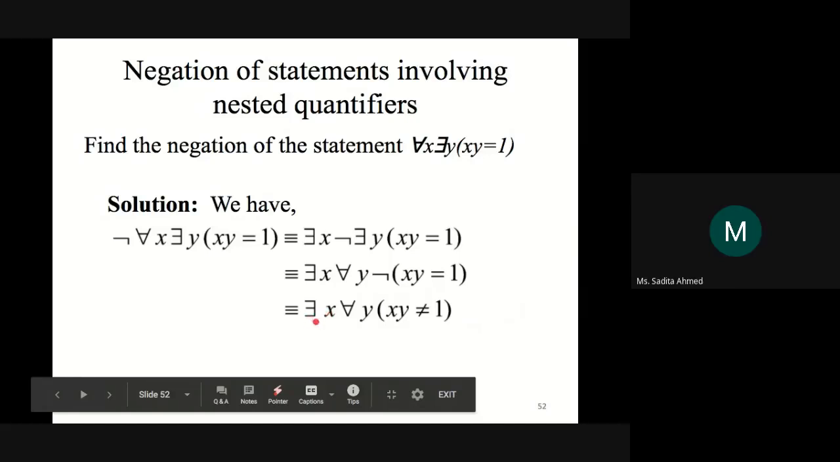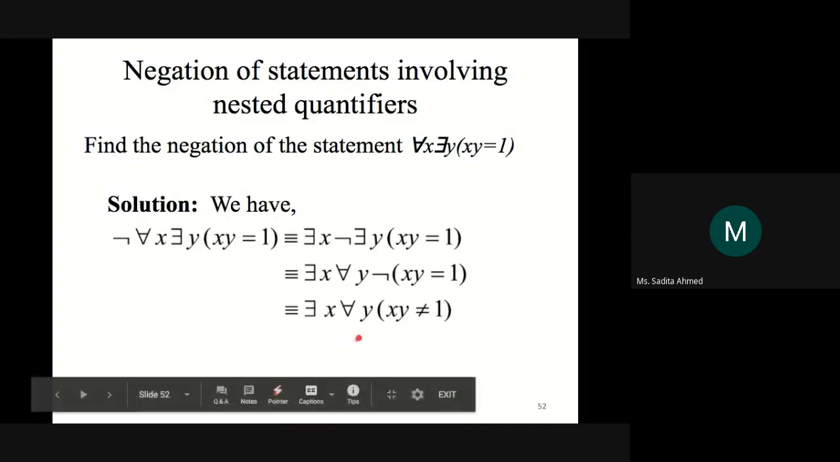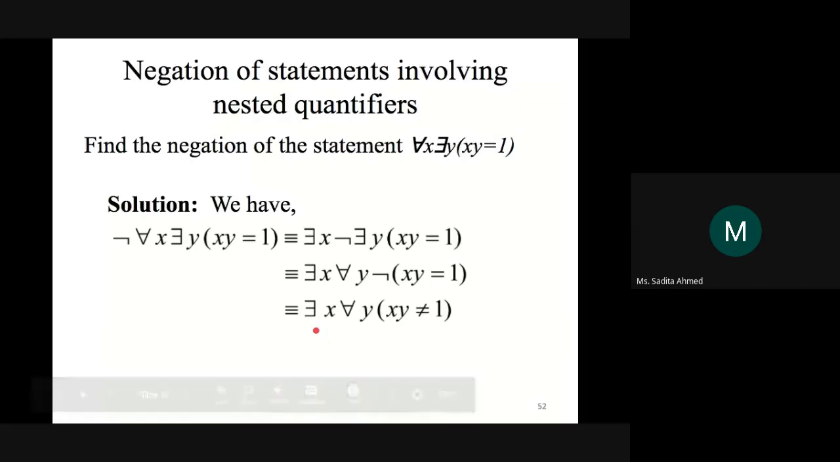So here we are saying that there exists at least one real number x such that for all real numbers y, xy is not equal to 1. That is, there exists at least one real number such that all real numbers multiplied with it will never be equal to 1. Is never the scenario. No. What if x and y are both equal to 1?